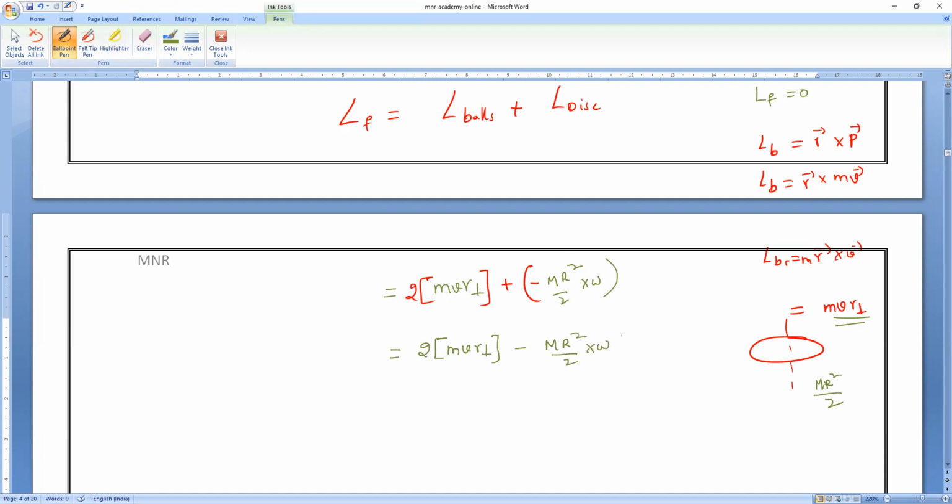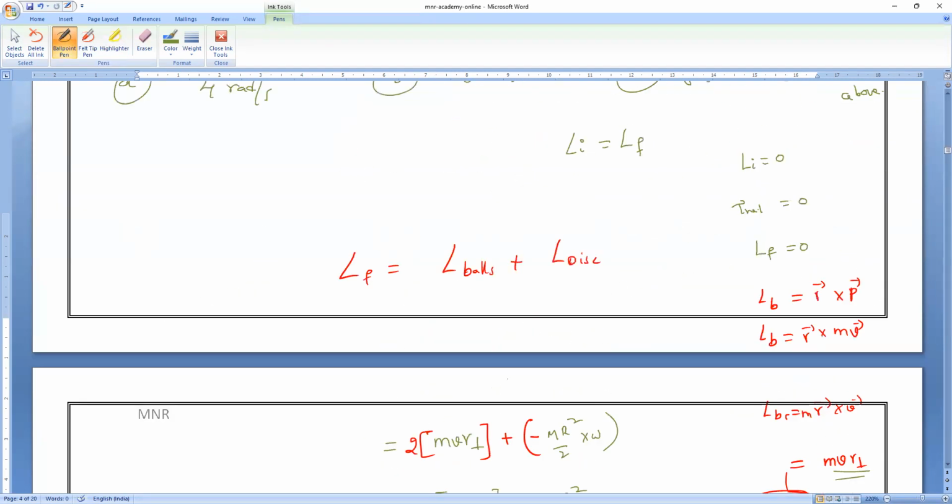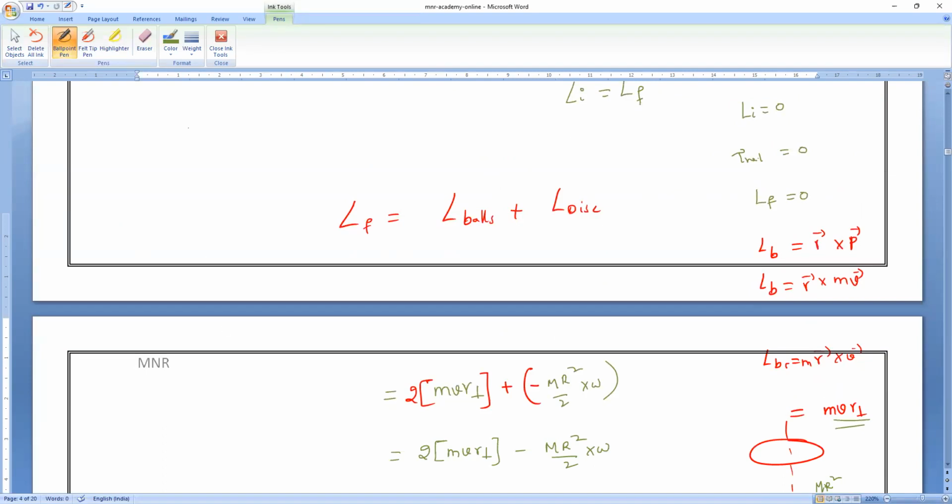That's all. Now you all can substitute. 2 into, what is the mass of the ball? 0.05. Velocity when they are leaving the disk, what is the velocity they said? See, when they are leaving the disk, this is R, this is R, and this is V. R cross V, upward or downward? Verify it.